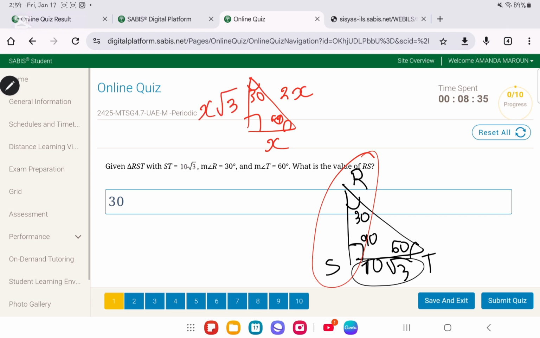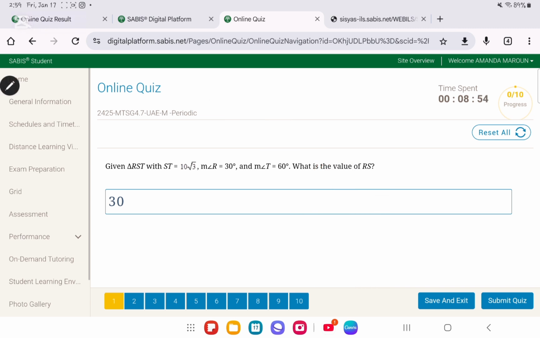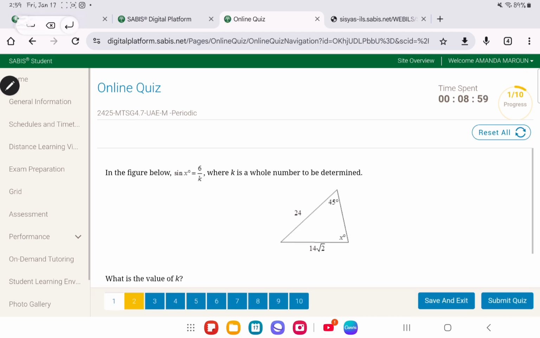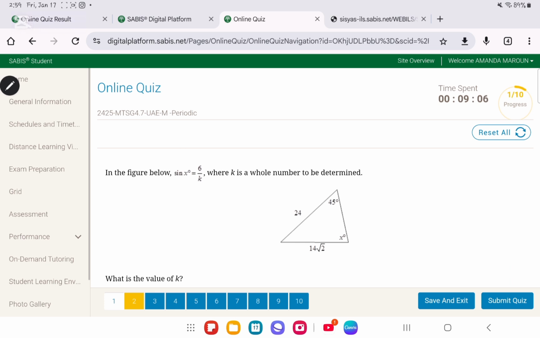So, very simply, we are looking for this side, which is the side made with the 30 degrees and the 90 degrees. So it's going to be 10 radical 3 multiplied by radical 3. You can do it on your calculator, and you are going to get an answer of 30. So this is another way to solve this question. But of course, not all the triangles are going to be right, okay? So that's why we have to solve it like that.